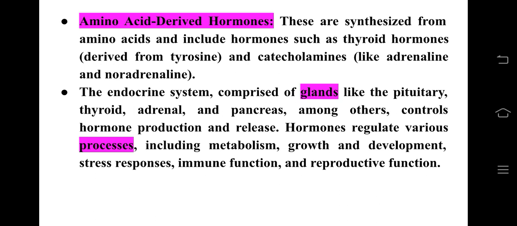Then amino acid derived hormones are there. These are synthesized from amino acids and include hormones such as thyroid hormones derived from tyrosine and catecholamines like adrenaline and noradrenaline. The endocrine system, comprised of glands like the pituitary, thyroid, adrenal, and pancreas, among others, controls hormone production and release. Hormones regulate various processes, including metabolism, growth, and development, along with stress response, immune function, and reproductive function, etc., which we'll be learning later.